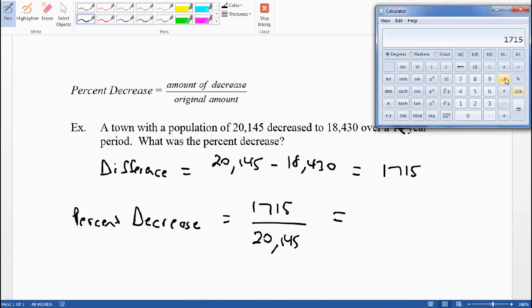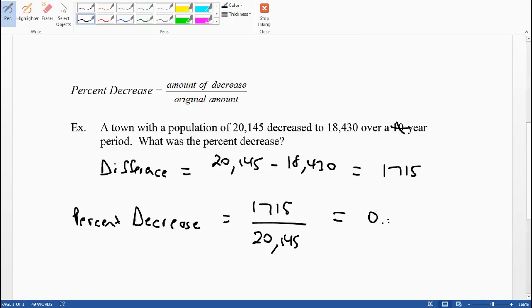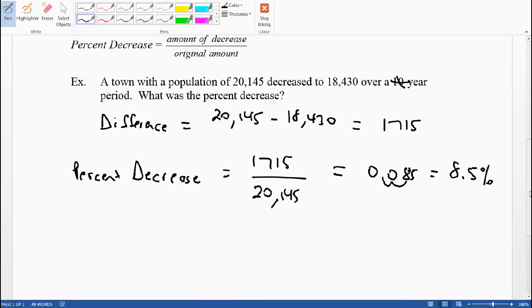So we'll take 1715 and divide that by 20,145. We get 0.085. You can times that by 100 or move the decimal two places. And we get a percent decrease of 8.5%. And that's really all you're doing.